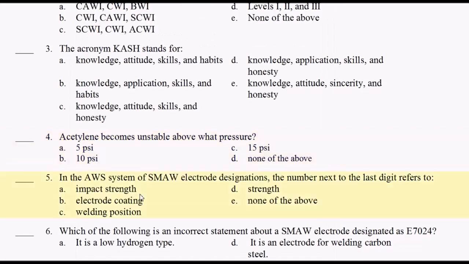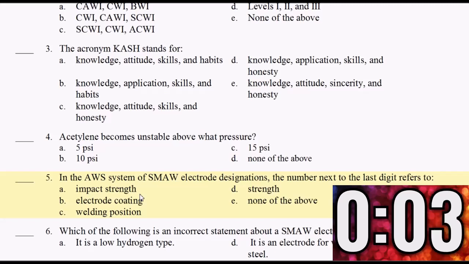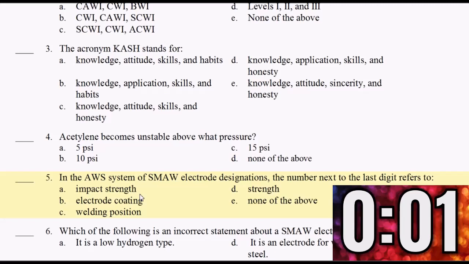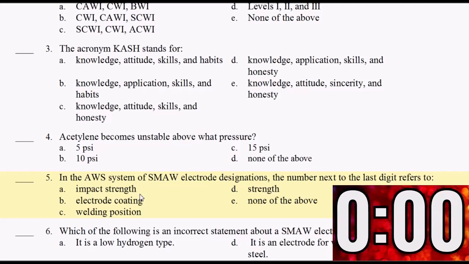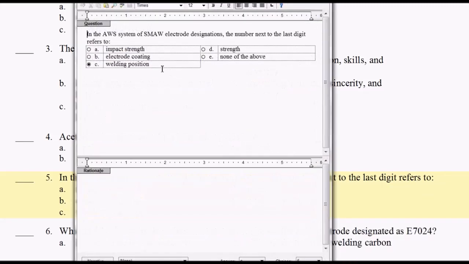Last but not least, number 5. This question may get you guys, so let's go with it. It says, in the AWS system of SMAW electrode designations, the number next to the last digit refers to A. Impact strength. B. Electrode coating. C. Welding position. D. Strength. E. None of the above. And the answer to this last question is welding position.